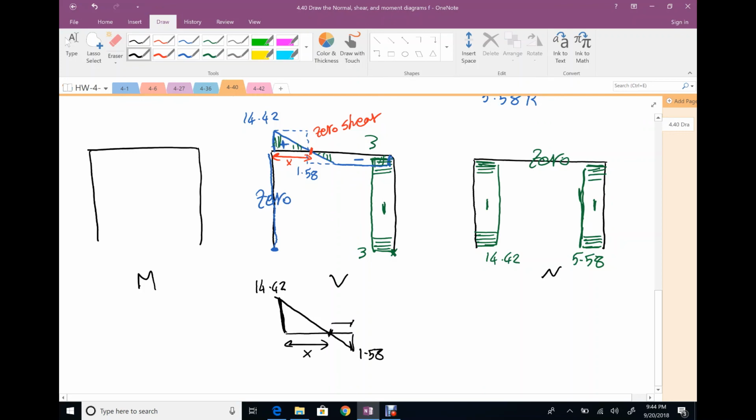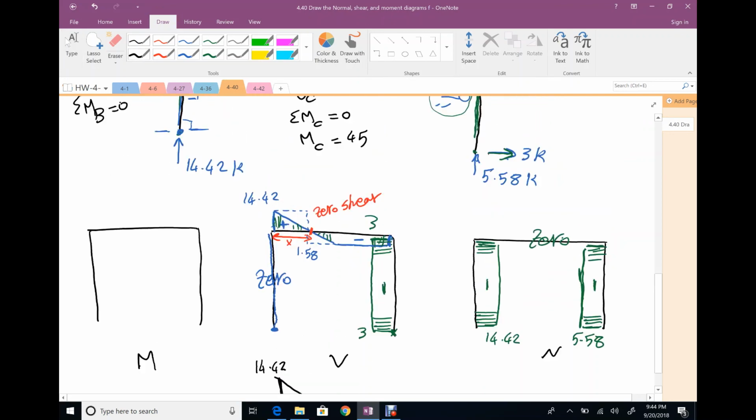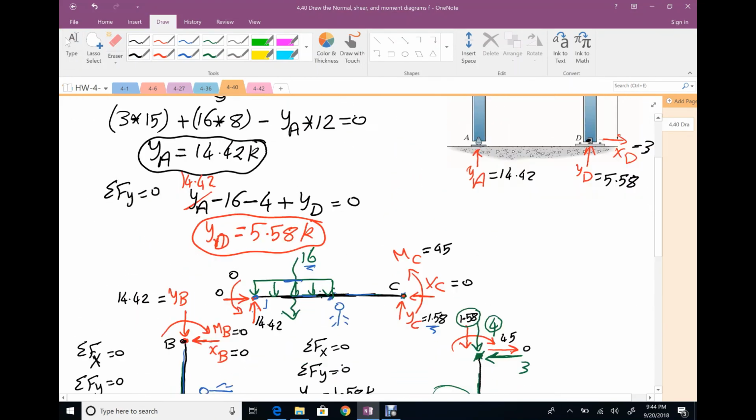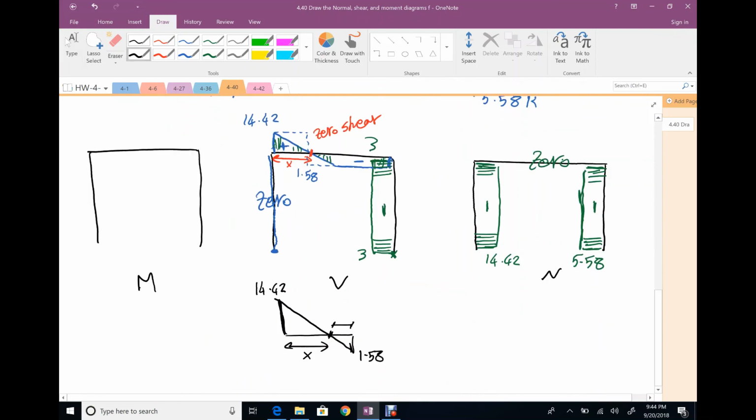Do you think what is the remaining distance? Actually, the total distance of this distributed load is 8. So this one is 8 minus x. Triangle similarity between this one and that one. We can say x divided by 8 minus x equals 14.42 divided by 1.58.